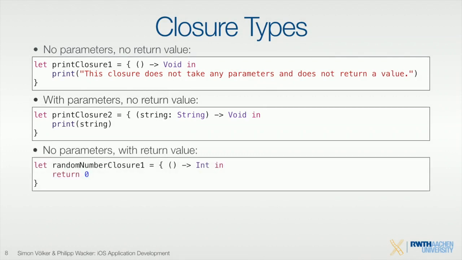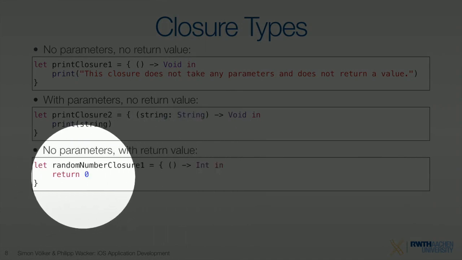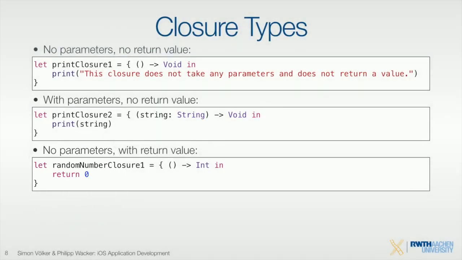The third type is where you don't have any parameters, but instead you return something. Think maybe of a random number generator where you just say, okay, I want a random int. You don't have any parameters, but you return an int and just have to call return, similar to a normal function. In this case, you can't drop the parentheses. They are necessary to specify the closure.